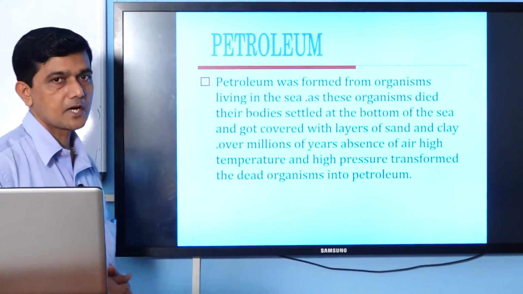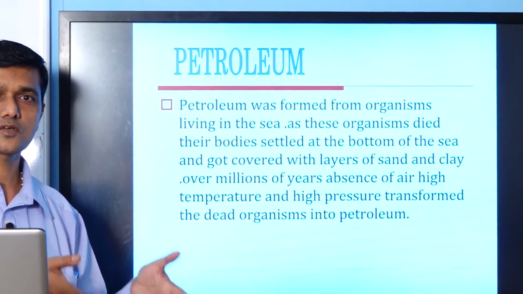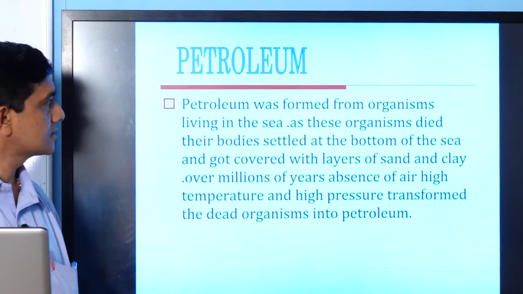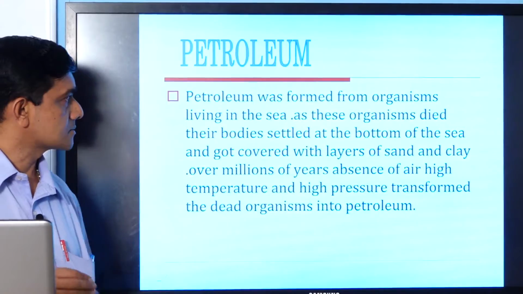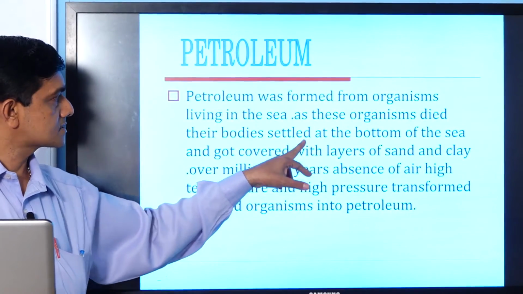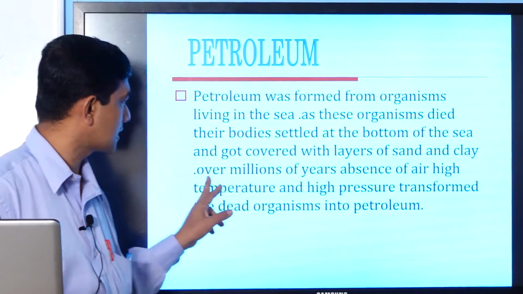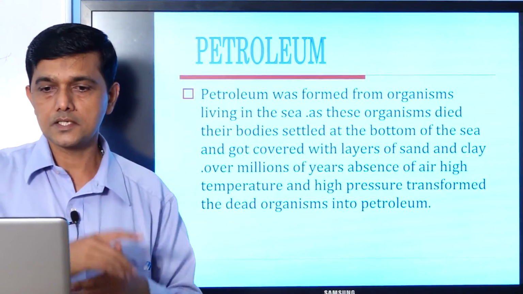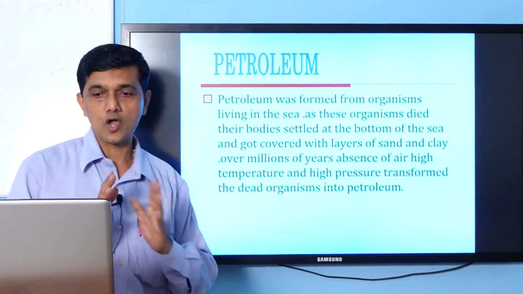Coming to petroleum. Petroleum is a crude oil which is found deposited under the soil layers. Usually we see this under the seabeds. The formation of petroleum is by the decay of sea organisms. These sea organisms, after death, settled at the bottom of the sea, and got covered with layers of sand and clay over millions of years, in the absence of oxygen and under high temperature and high pressure, and were transformed into a dark fluid called petroleum crude oil.